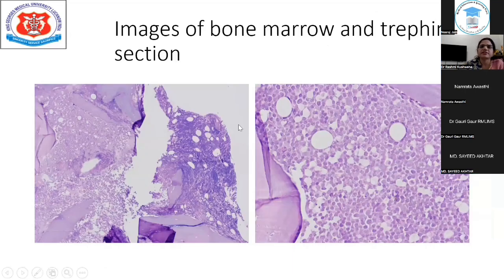This is the trephine section that we got later on, a hypercellular trephine section showing complete replacement of the normal hematopoietic stroma by abnormal lymphoid cells of small size.